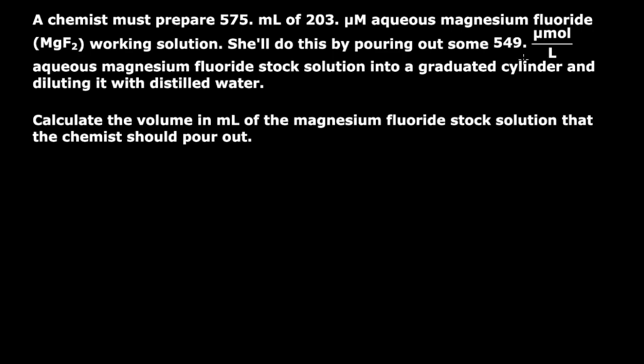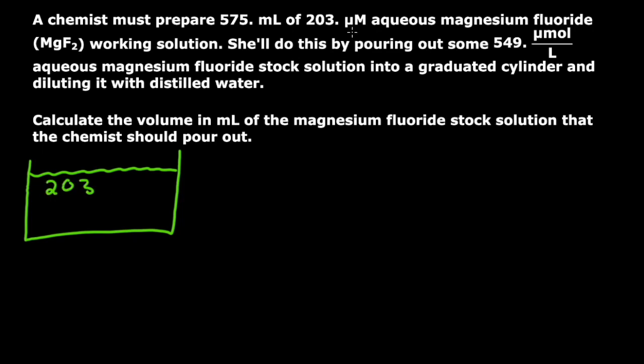For this experiment, what this chemist wants to do is take out this 575 milliliters of 203 micromolar. So what we need to do is figure out how many moles this is that we need to get from this stock solution. I'm going to draw a picture of this stock solution, and a picture of the solution that we want to prepare. The solution that we want to prepare, I'm going to put right here in green. Here's my solution I'm going to prepare, and I'm going to put down that this is 203 micromolar.